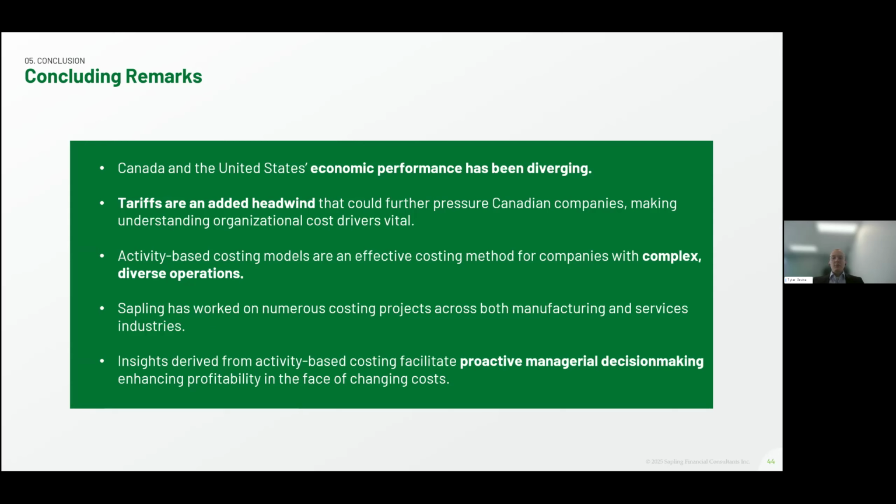At Sapling, we've implemented ABC models across a wide range of industries, and every time the result has been the same: actionable insights that empower management teams to make proactive, data-driven decisions that boost profitability, even in the face of rising input costs. With that, I'll pause here. Thank you for your time, and I'm happy to open the floor for any questions.